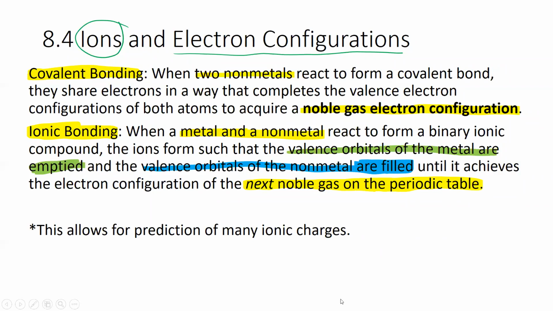Whereas the metal is going to empty out its valence orbitals, and so it's going to go back down to an electron configuration that's the same as its core, the core electrons of that metal. So essentially, it's going to have the same electron configuration as the noble gas in the row above it when it gets rid of its valence electrons.